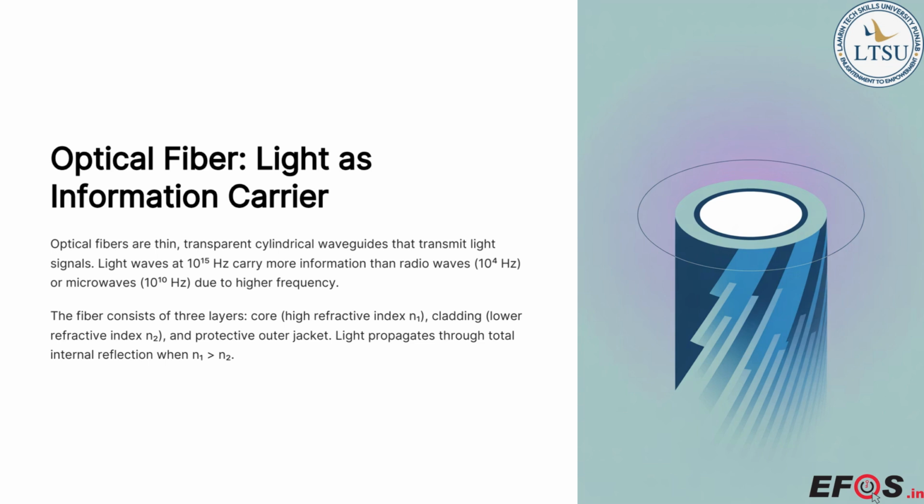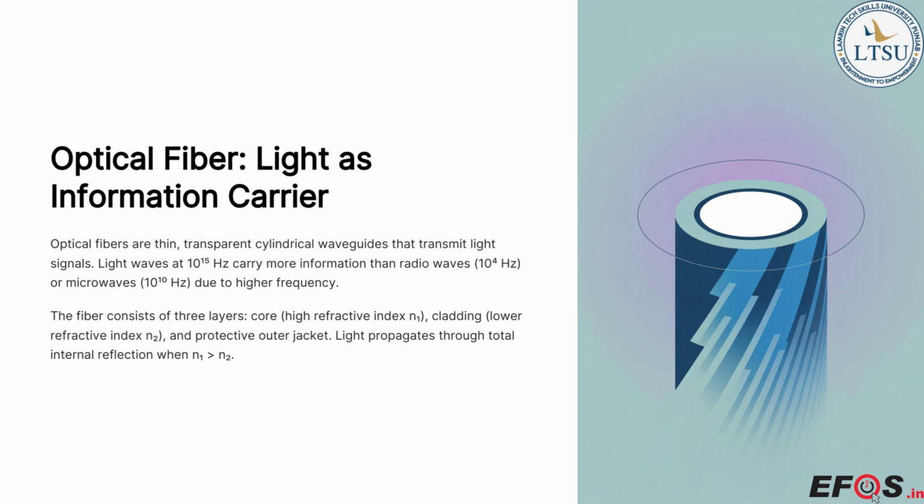The reason light is such a good information carrier is its incredibly high frequency, around 10^15 Hertz. This allows it to carry vastly more information than lower frequency waves like radio or microwaves. The fiber itself has three layers: a core with a high refractive index, n1, a cladding with a lower refractive index, n2, and a protective outer jacket.